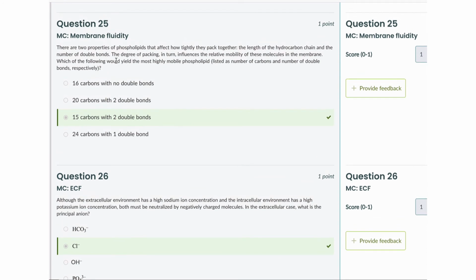Question 25. Membrane fluidity. Membrane fluidity is going to increase the shorter the fatty acid chain and the more points of unsaturation. So a shortest chain is going to be 15, and then with 2 points of unsaturation, it's going to be polyunsaturated. This is going to be the most fluid membrane. The longer the chain and the fewer the points of unsaturation, the more rigid or stable or less fluid the membrane will be. So the most highly mobile phospholipid has a short fatty acid chain and multiple points of unsaturation.